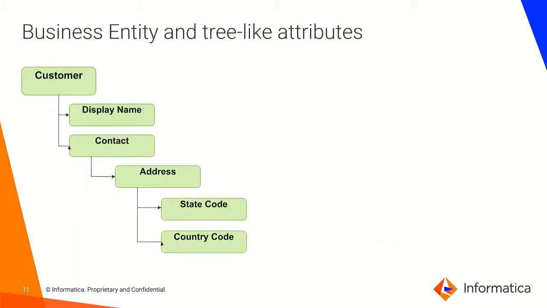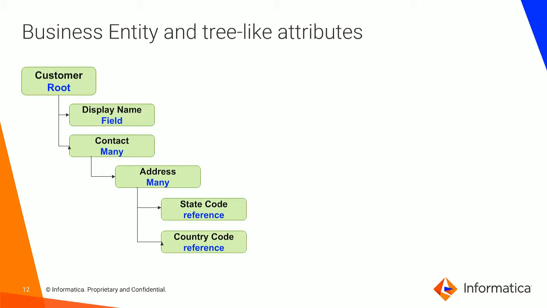Now, one way to conceptualize business entities is by thinking of them as being tree-like. They have node types, they have certain distinct relationships between the nodes, and as you can see in this example with customer, I have nested fields. So I have customer, which is my root node, and then I have display name, which is a field at that root level. Then I can take that one step further and add a child node as well. And in this case, I've added a child named contact. Based on that, I've added another child called address. Based on that, I've added more attributes such as state code and country code.